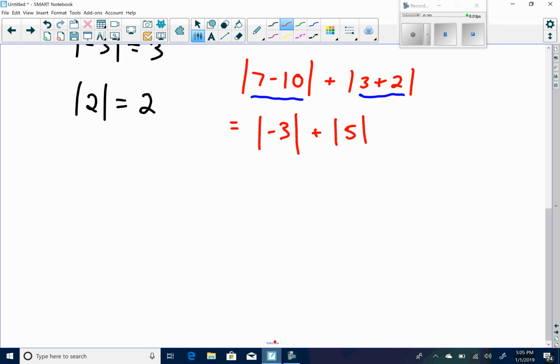So next we're going to take the absolute value of each term. The absolute value of negative 3, as I mentioned or showed a little bit ago, is going to be a positive 3, and then we have a positive 5 here. So our final answer is 8.